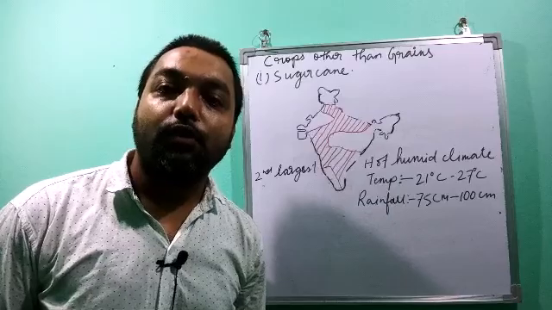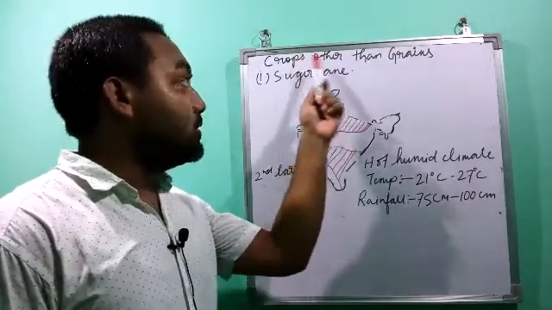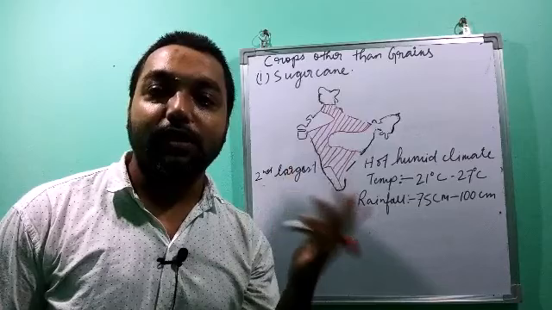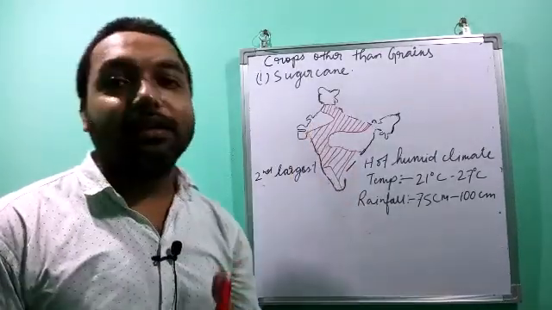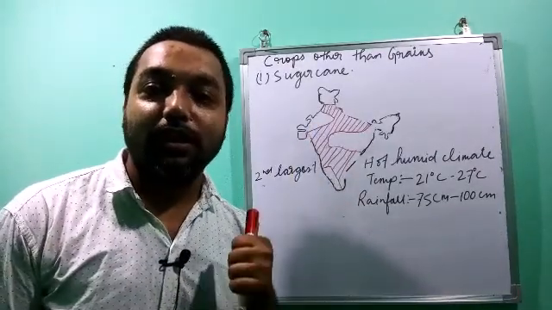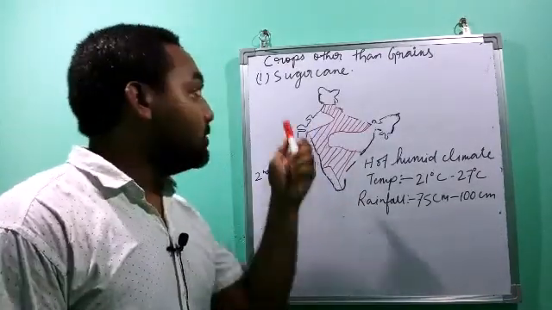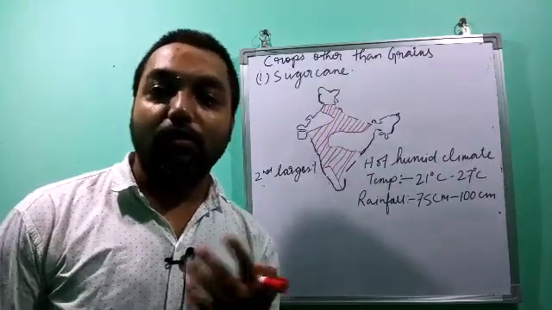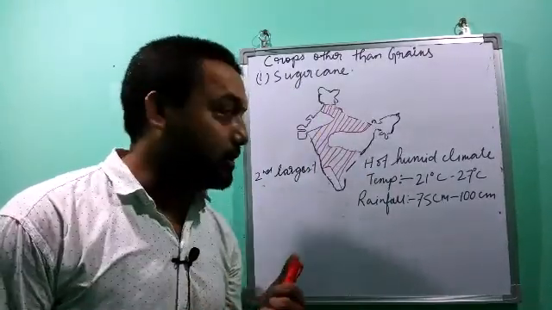So let us move on to some other crops which are not grains. So far, rice and wheat are grains. But other than that, there are other crops which are not grains that are grown in India. The first one is sugarcane. Sugarcane is a very important crop that is used for cultivation.